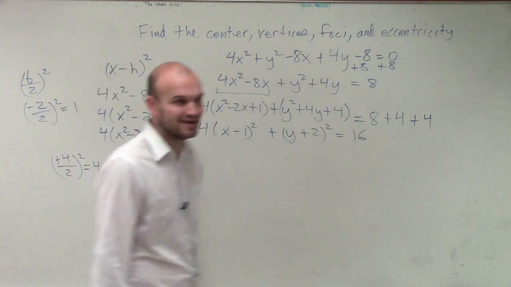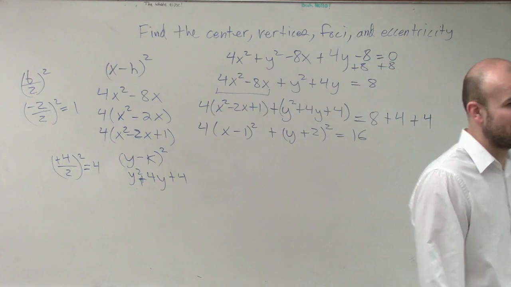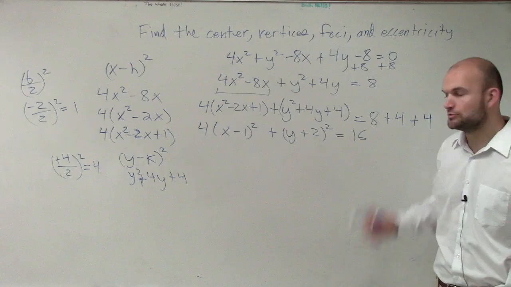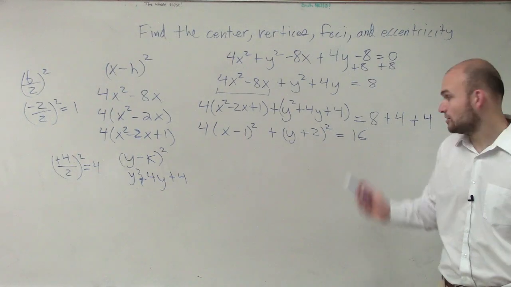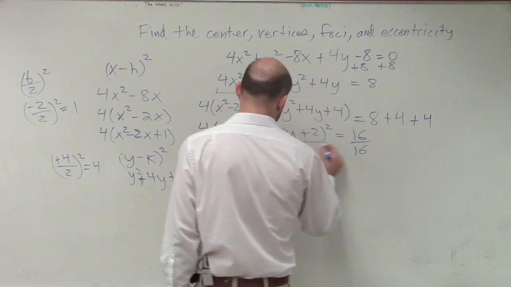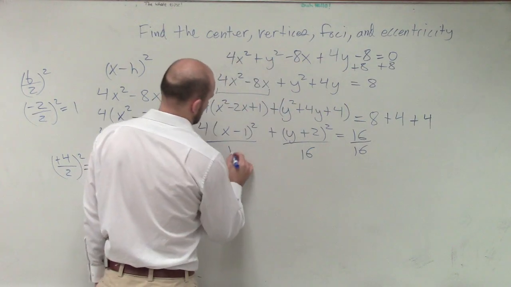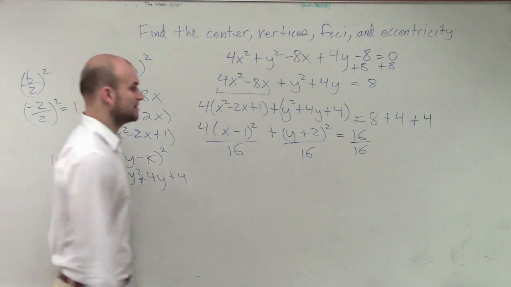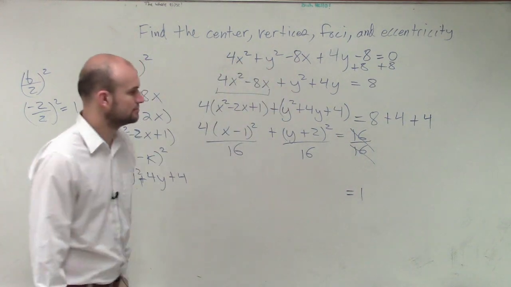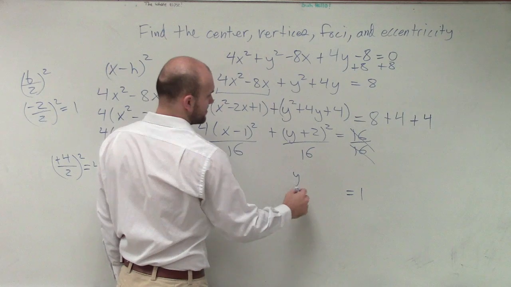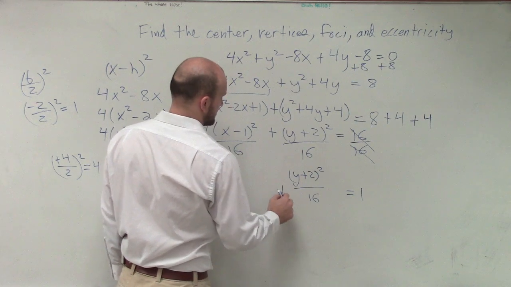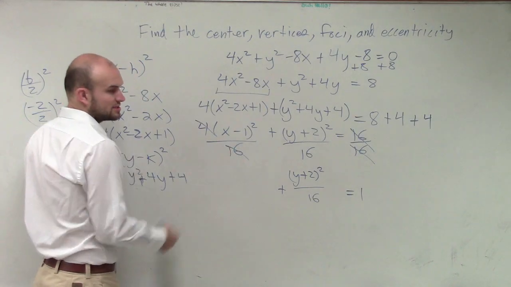So we're almost there, right? Not looking too bad. However, we don't have an A and B, and we don't have it equal to 1. So, to make this equal to 1, I can divide by 16, right? So we know now this goes to 1. This is just going to remain the same, y plus 2 squared over 16, plus this reduces down to 1/4.